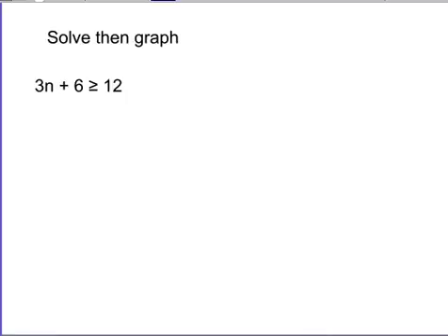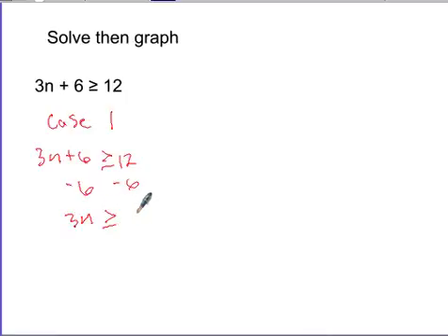3n plus 6 is greater than or equal to 12. So case 1, 3n plus 6 is greater than or equal to 12. Subtract 6. 3n is greater than or equal to 6. Divide by 3, n is greater than or equal to 2. Okay?